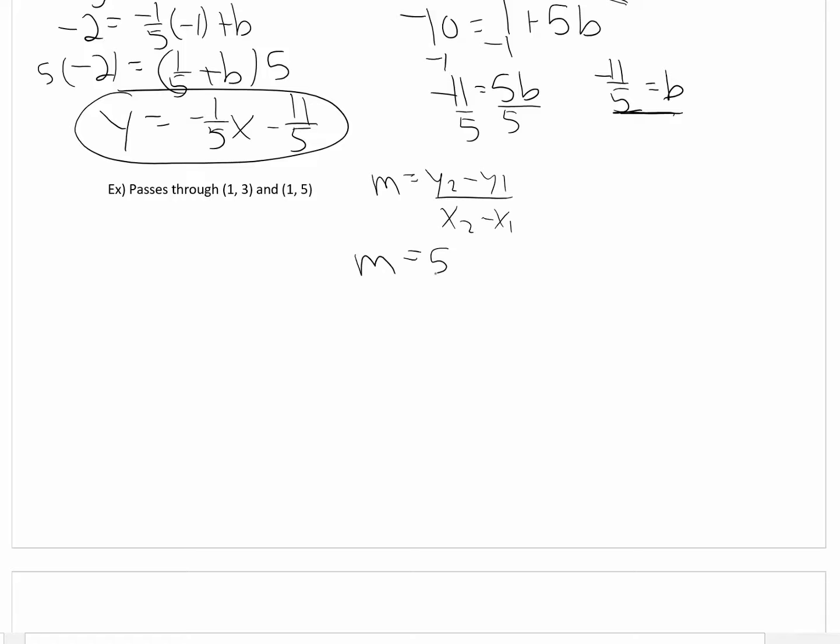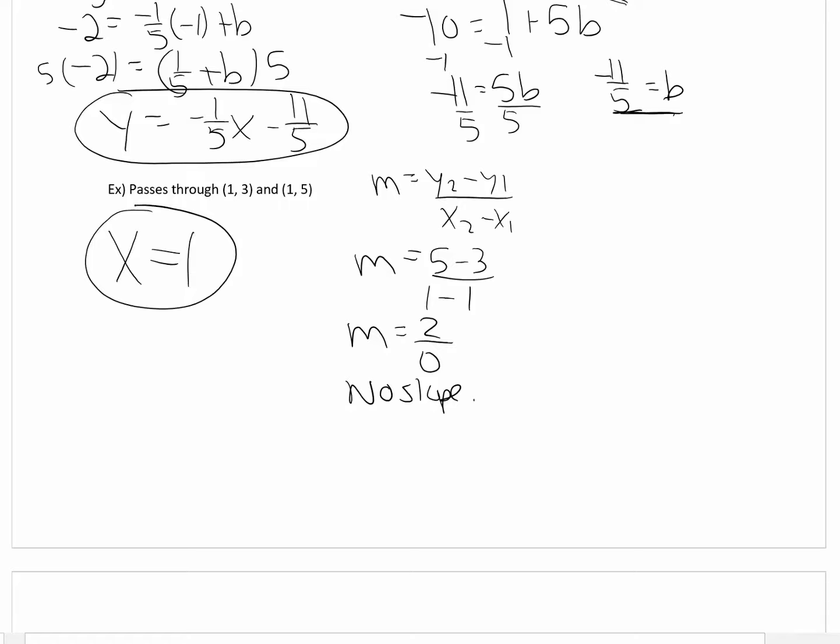So in this case, that's 5 minus 3 divided by 1 minus 1. Okay, so here we have no slope. Now, we know the slope of a vertical line is no slope. And we also know that the equation for a vertical line is x equal to h, where h is any real number. Well, let's take a look at the x-coordinates. 1 and 1. So in this case, because we have no slope, and the x-coordinates are both 1, my equation here is x equal to 1.